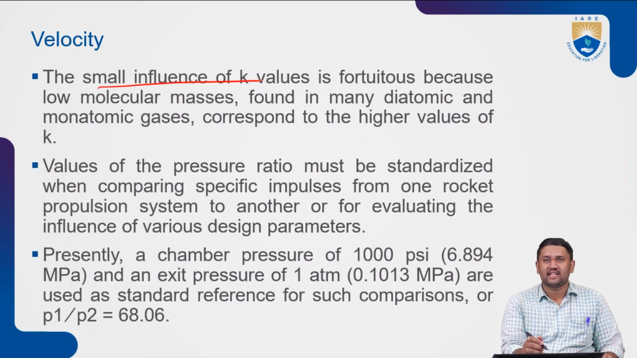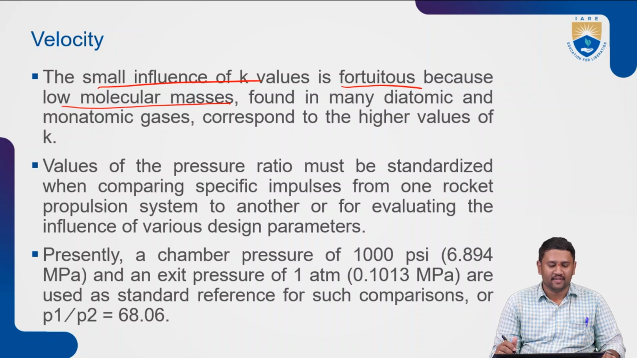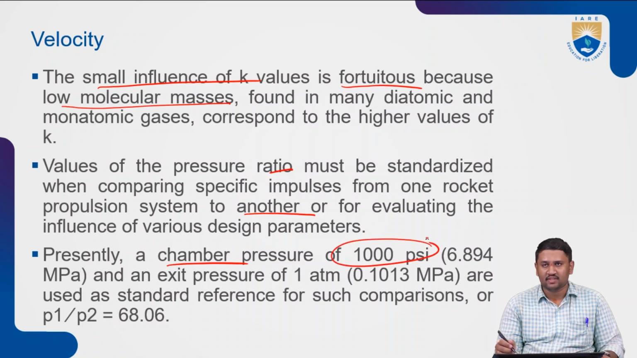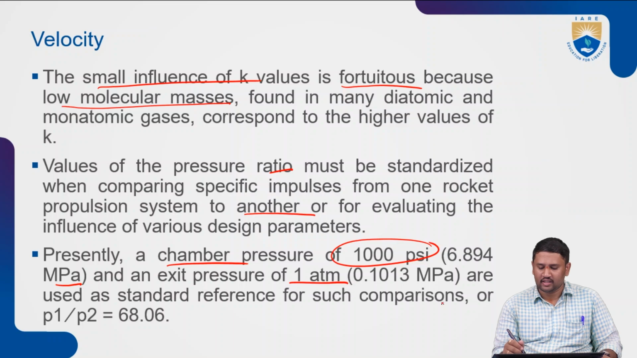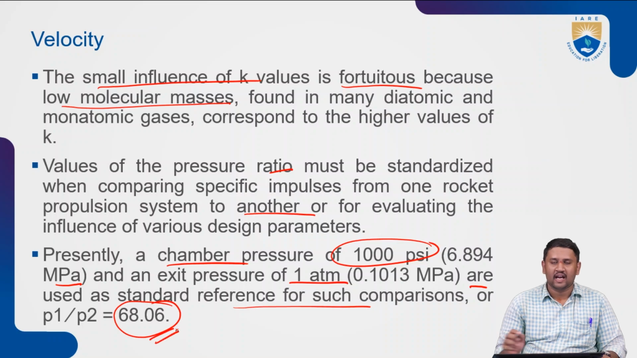Now, for any small influence in K, it is fruitless because the low molecular masses found in many diatomic as well as monoatomic gases correspond to higher values of K, and the values of pressure ratio must be standardized when comparing specific impulses from one rocket propulsion system to another, or for evaluating the influence of various design parameters. Presently, a chamber pressure of 1000 psi, which is 6.894 megapascal, with an exit pressure of 1 atmosphere, particularly on the ground, is used as a standard reference for such comparison, which gives 68.06 as the pressure ratio.